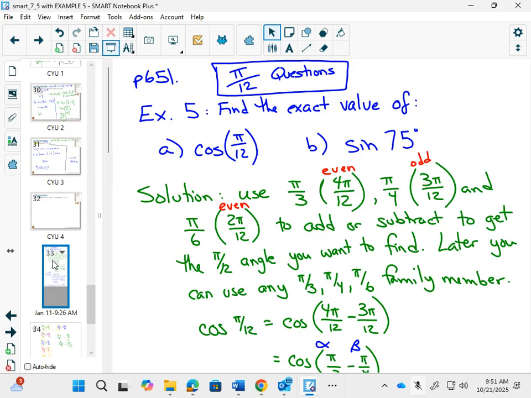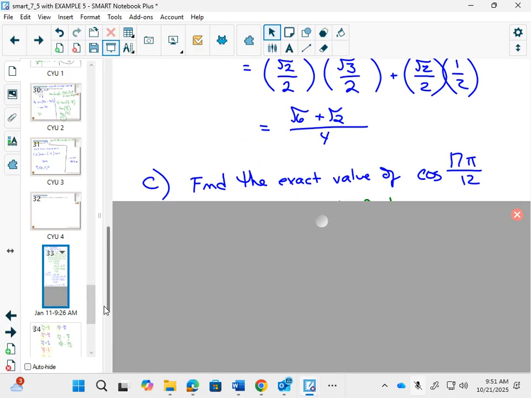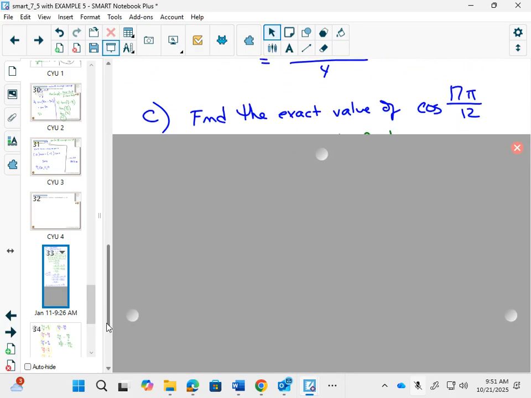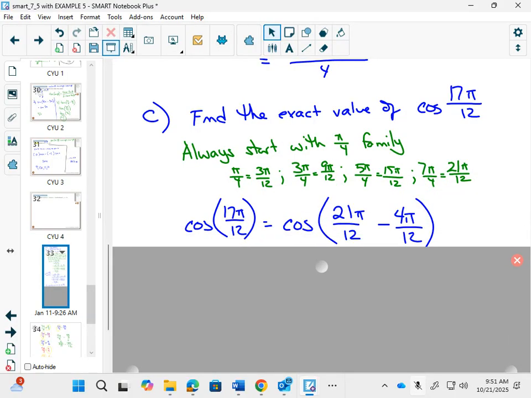And your entire pi over 12 family will always have an odd number on the top. Because if it was an even number, it would reduce to a pi over 6 family and no longer be a pi over 12 family. So I can choose any one of those ones we just figured out. I happened to choose 21 pi over 12 minus 4 pi over 12.